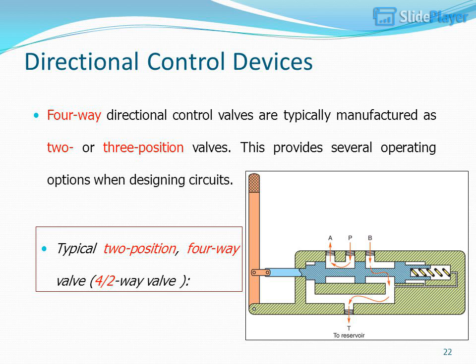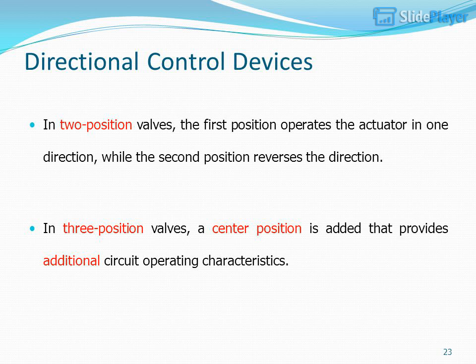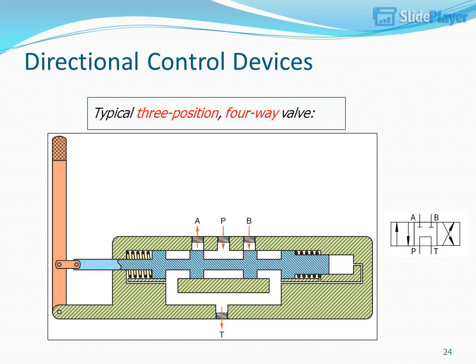Four-way directional control valves are typically manufactured as 2 or 3 position valves. This provides several operating options when designing circuits. Typical 2-position, 4-way valve, 4/2-way valve. In 2-position valves, the first position operates the actuator in one direction, while the second position reverses the direction. In 3-position valves, a center position is added that provides additional circuit operating characteristics.